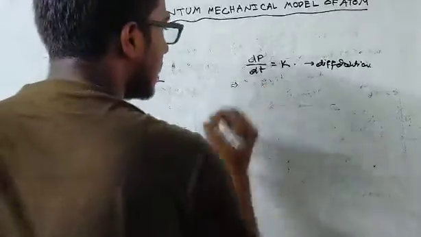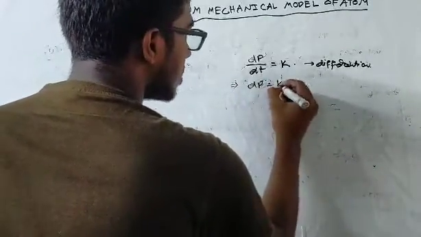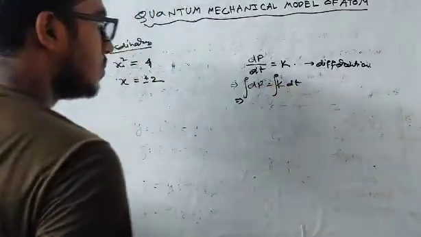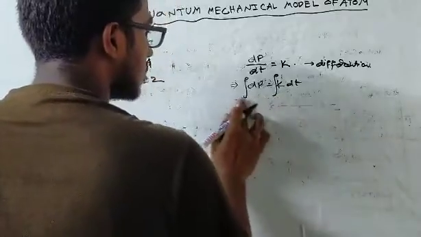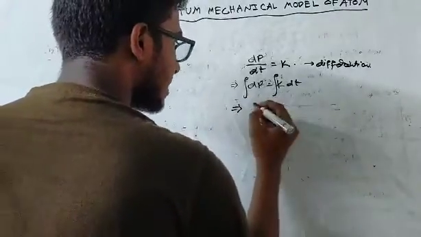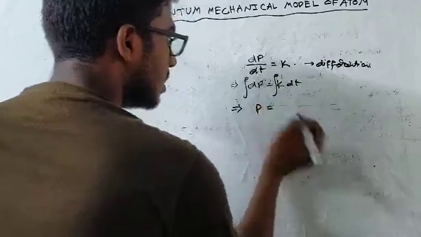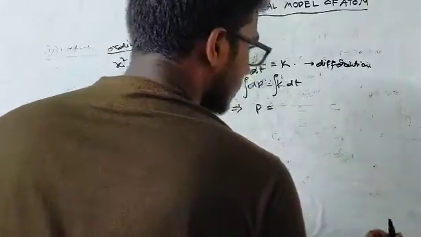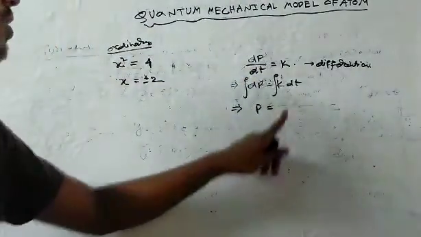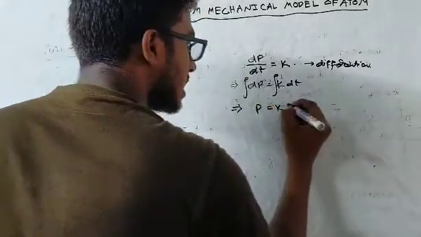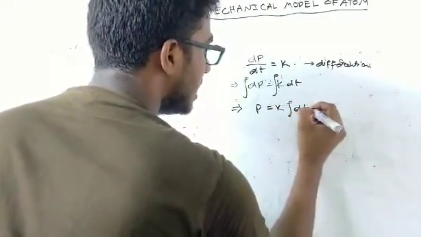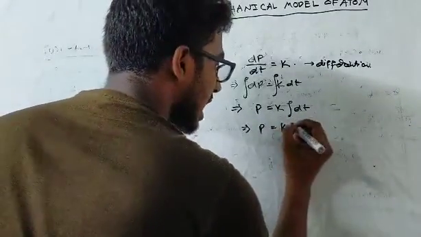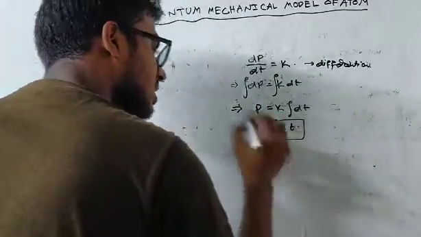Now let's do the solution. dp equals k into dt. If I do integration on both sides, the integration of dx equals x, so the integration of dp equals p, equals a constant into dt. Always in integration, the constant comes out of the integration sign. So p equals, the integration of dt is again t, so k into t. So this is my solution.